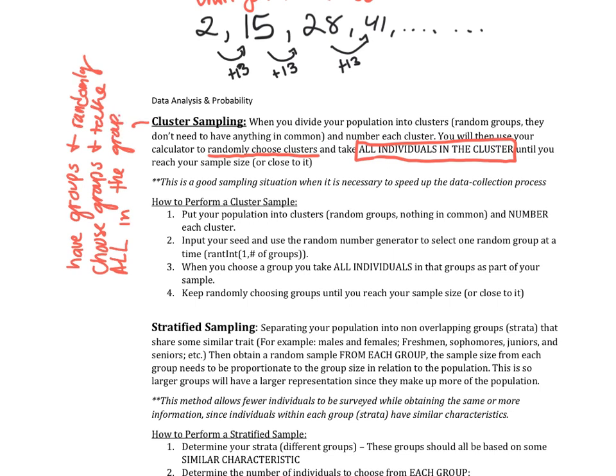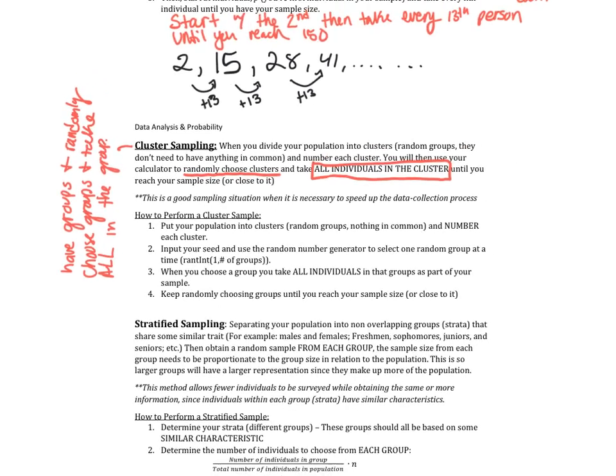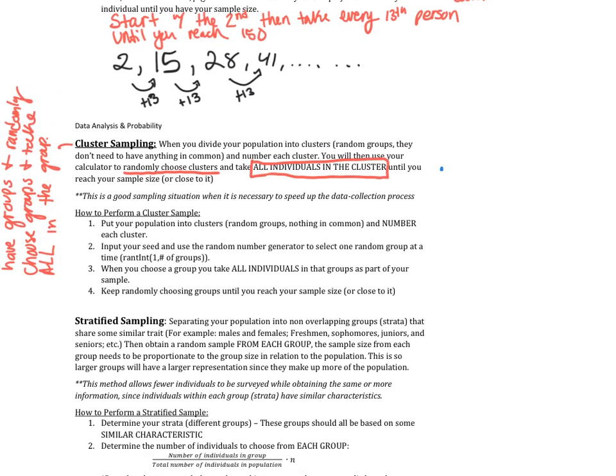Okay, so this is a good sampling situation when it's necessary to kind of speed up the data collection process, because you can just do groups at a time and not have to hunt down specific people. So how we perform a cluster sample, you're going to put your population into clusters first. You're going to put them in those random groups and number each cluster. So let's say we have a group here, group over here, group over here. And all your clusters don't have to have the same amount of individuals in them. It's helpful if they're around the same size, but it doesn't have to be exactly the same. Then we number each group.